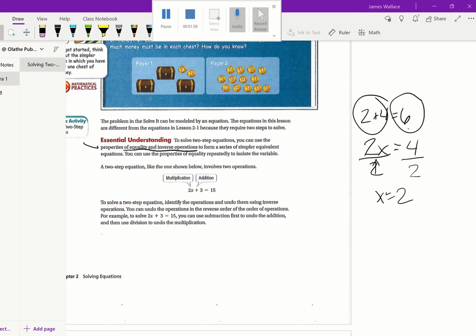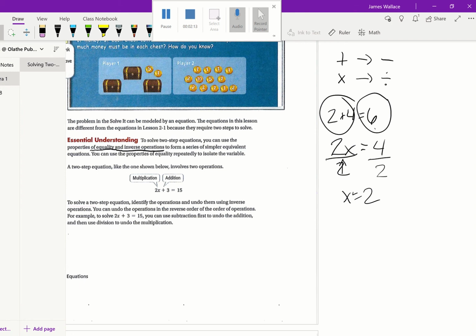Again, just as a reminder, the inverse operation of addition would be subtraction. The inverse operation of multiplication would be division. Exponents: the inverse of an exponent would be the root. If you have x squared, the inverse is going to be the square root, because the square root is the same as having a 2 here, so it undoes that 2.